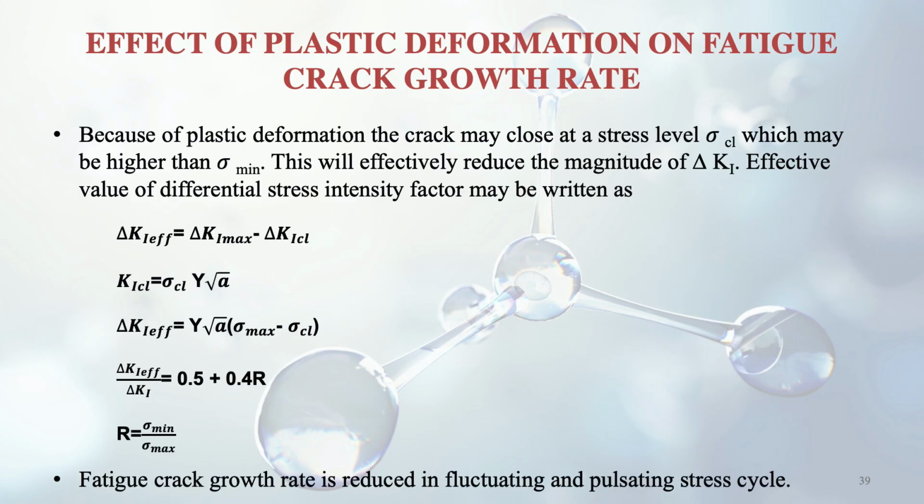So the fatigue crack growth rate is reduced in a fluctuating and pulsating stress cycle. From this formula we can see this, because what happens is that the crack closes at a stress level which is higher than our minimum stress. So that's why our effective K changes.